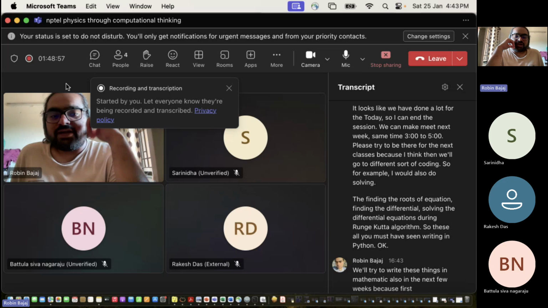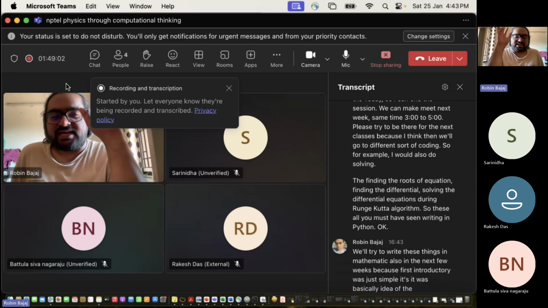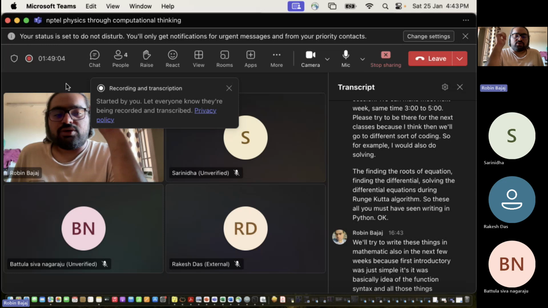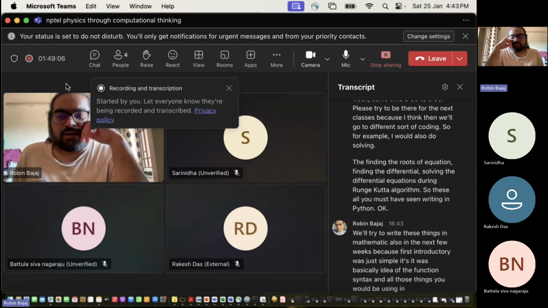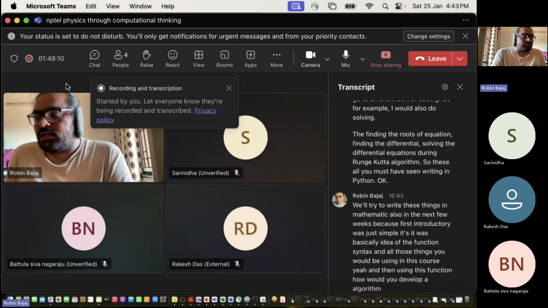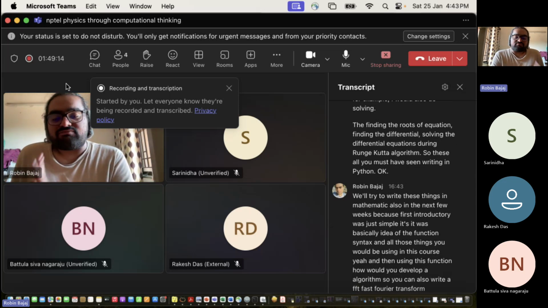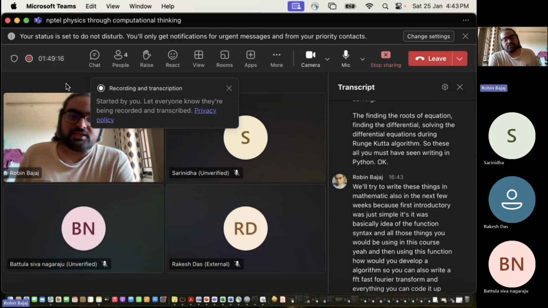Because the first introduction was just simple. It was basically the idea of the function, syntax, and all those things you would be using in this course. And then using these functions, how would you develop an algorithm? You can also write an FFT, fast Fourier transform, and everything you can code up simply.